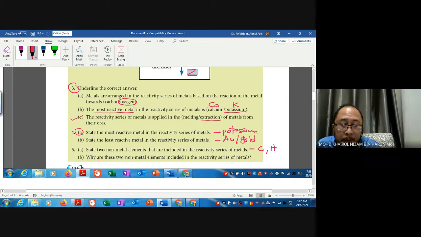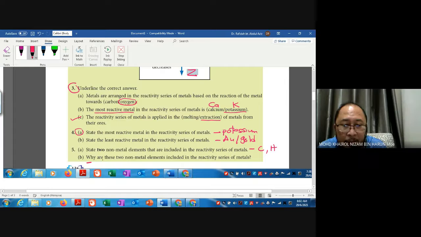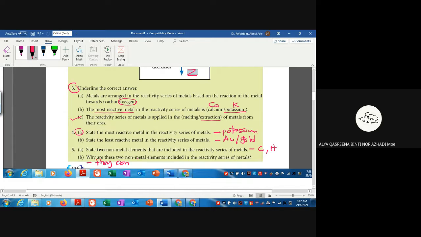Okay, please remember. B, why are these two non-metal elements included in the reactivity series of metals? Because they can react with oxygen.